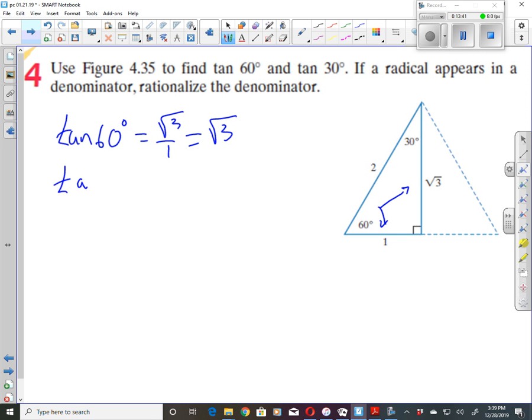The tangent of 30 degrees is going to be the side opposite over the side adjacent, 1 over square root of 3, which has to be rationalized. Root 3 and root 3 turns out to be the square root of 3 over 3. These are reciprocals of each other.